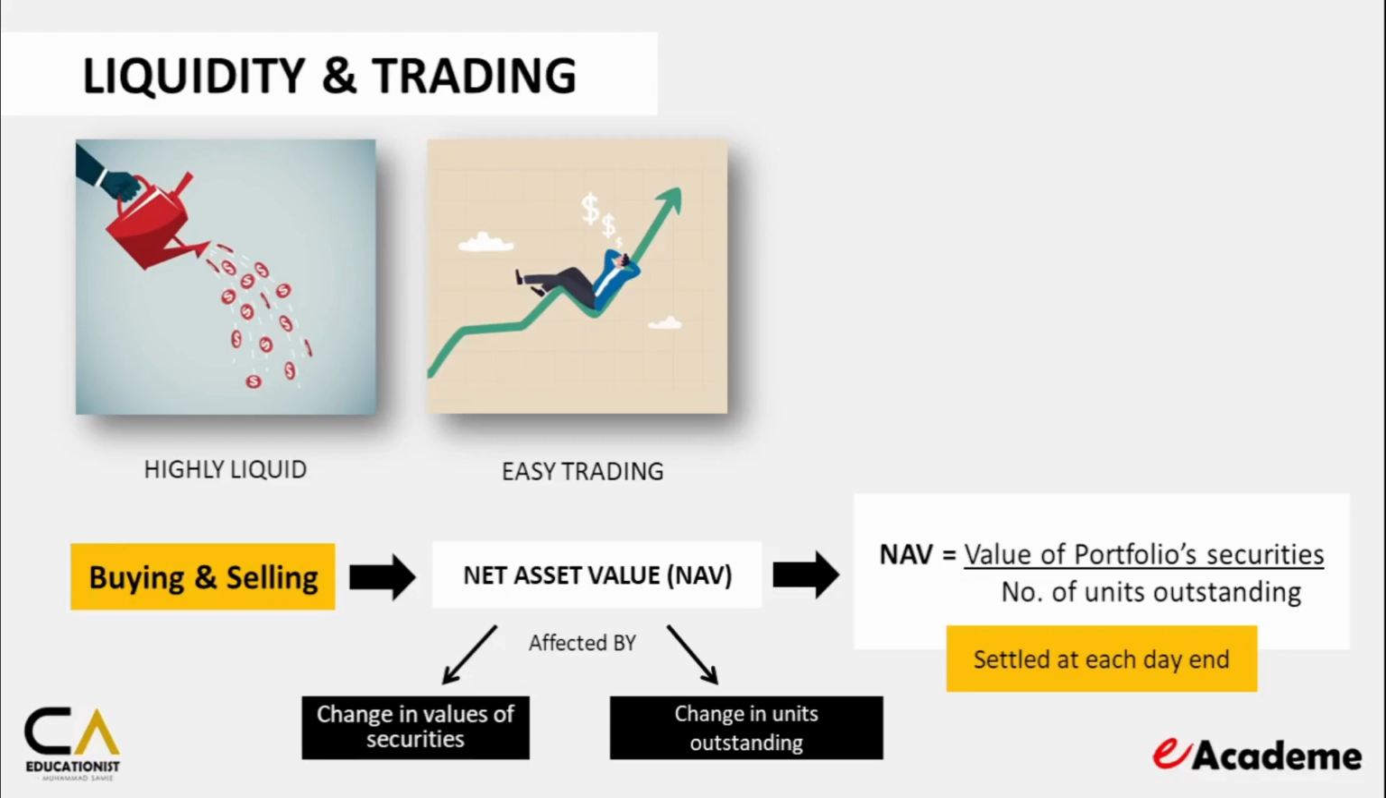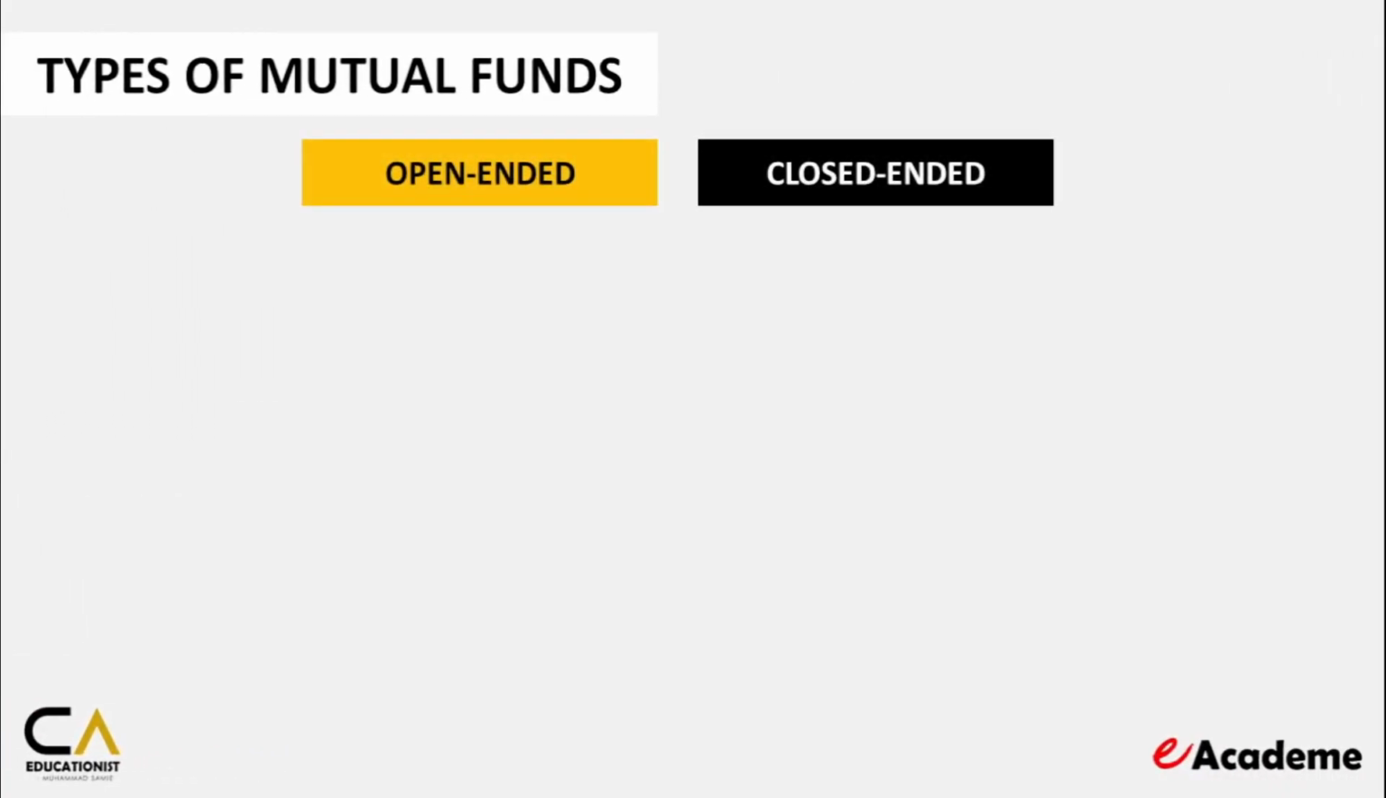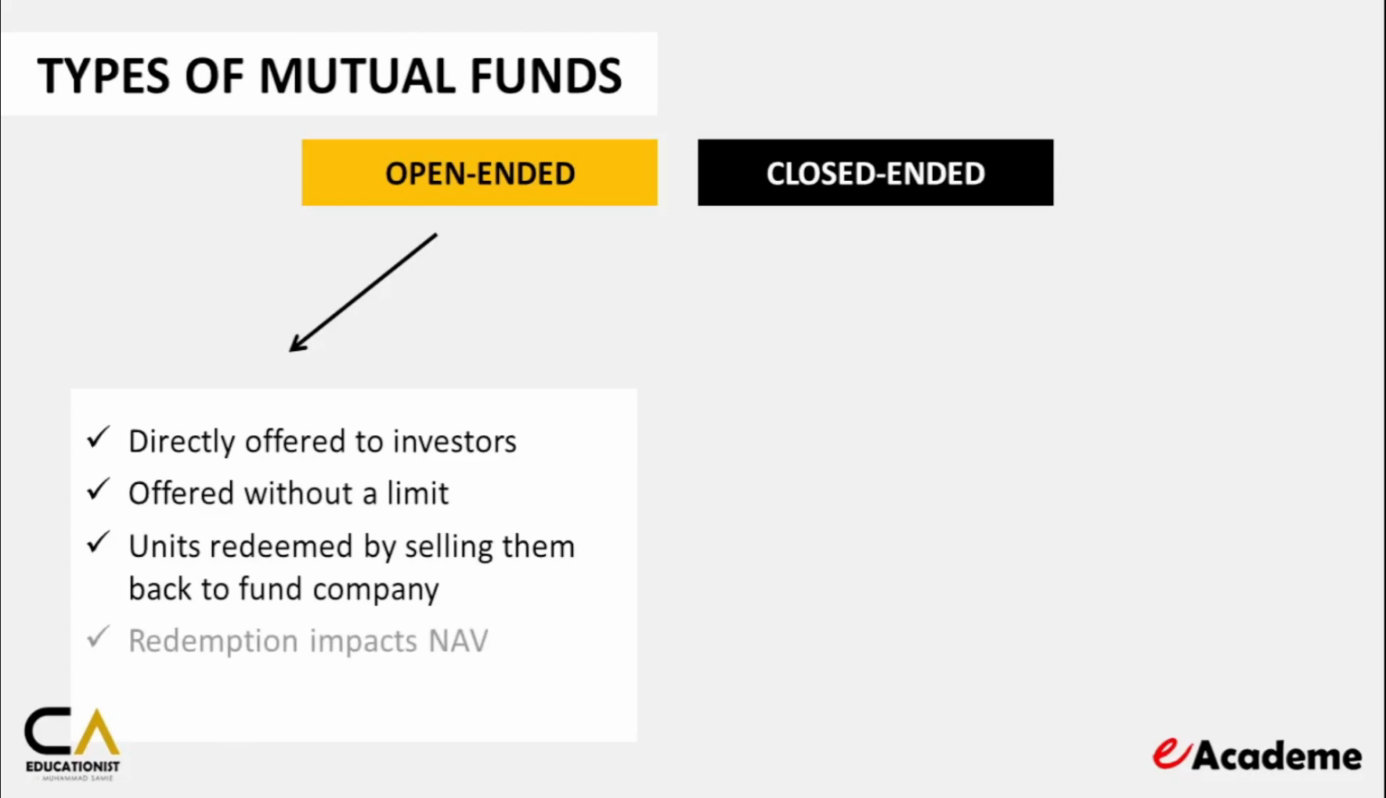All classes of mutual funds broadly fall into two types. Number one, open-ended fund. Number two, closed-ended fund. In open-ended funds, units are directly offered by the fund company to investors. These funds offer units indefinitely, that is, as long as there is demand for more units. Investors can redeem their units back by selling them again to the fund company. This decreases the number of units outstanding and ultimately impacts the NAV.